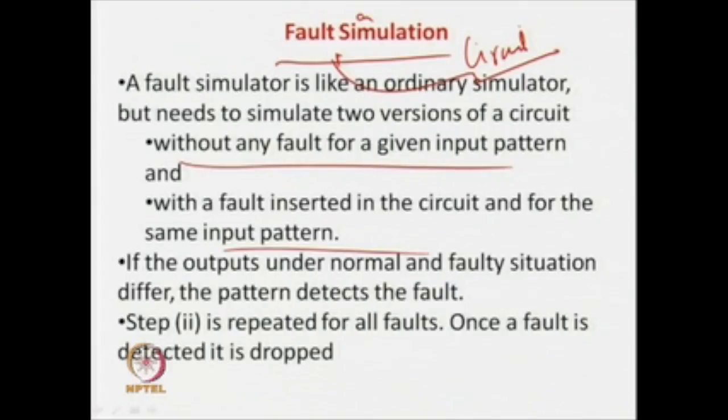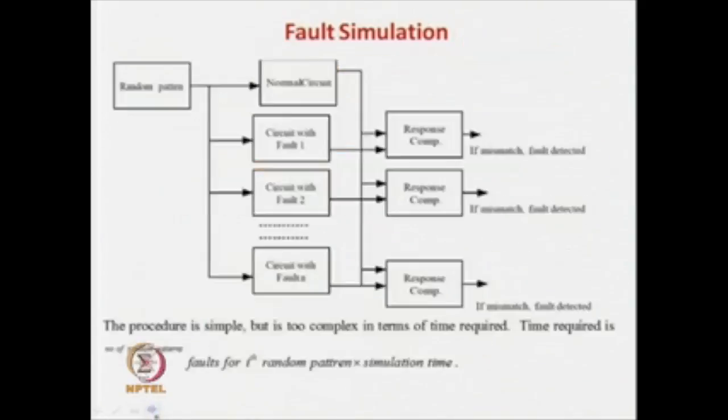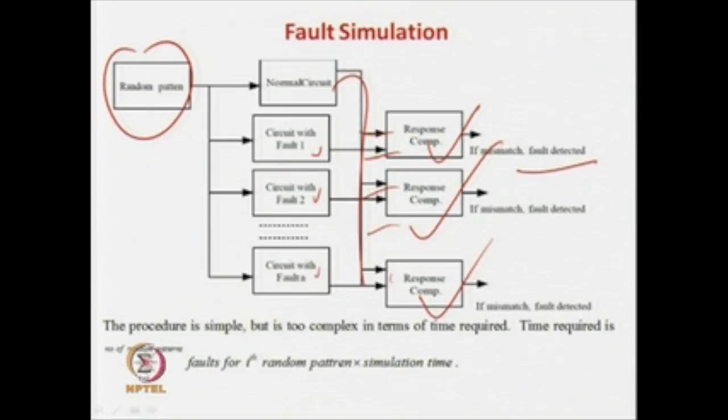If the output of the faulty circuit does not match the output of the normal circuit, then you know that the random pattern is detecting the fault. That is the idea of fault simulation. Let us see this block diagram which shows it. There is some random pattern. You apply it to the circuit with fault 1, fault 2, fault 10, all the faults, and this is the normal circuit output. You compare them, and if there is a mismatch, this fault is detected. You remove those faults and take random pattern number 2.